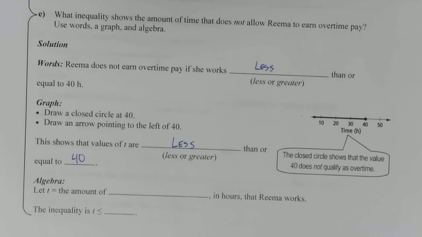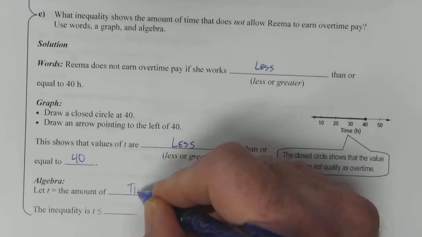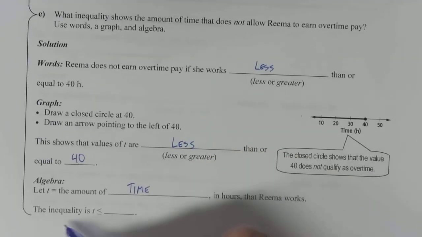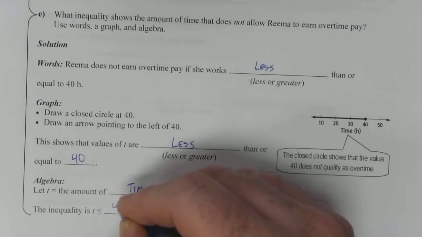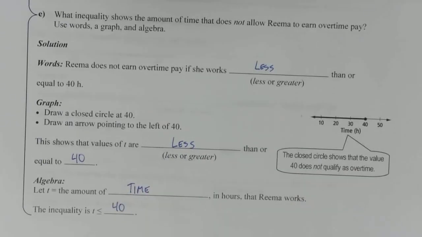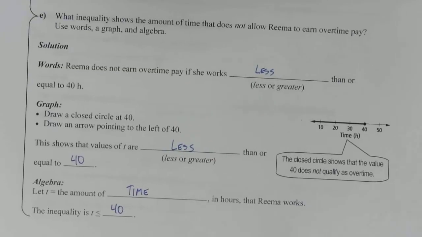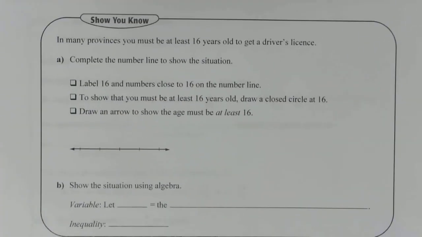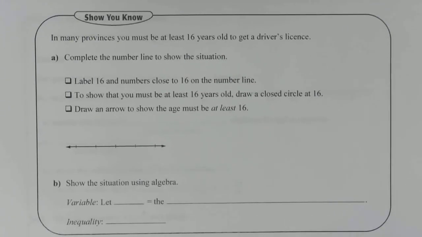So let T equal the amount of time in hours that Rima works. The inequality then in this case is T is less than or equal to 40. Okay, so now there's a show you know for you to do. Please go ahead and do that.